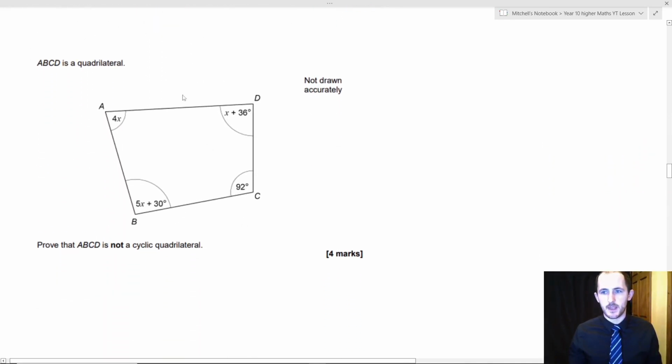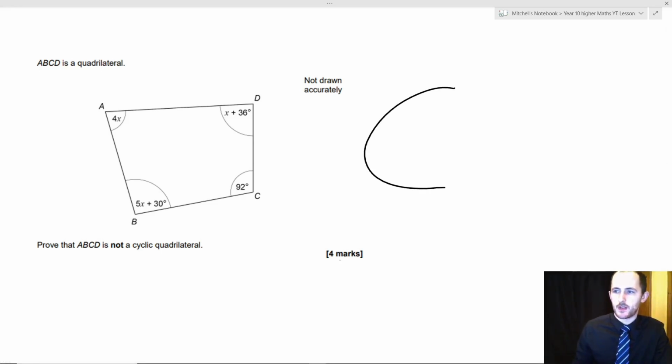And scroll down. This is not a non-calculator, so we can use a calculator. Okay, and this again comes up with a circle theorem. So although there's no circles, cyclic effectively means circle in this context, okay? Prove that ABCD is not a cyclic quadrilateral. So what's a cyclic quadrilateral?